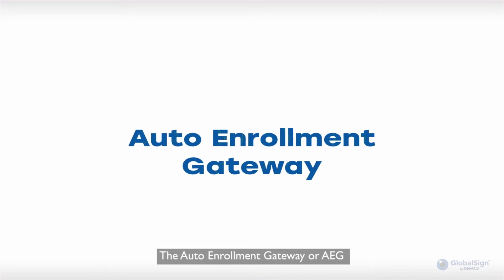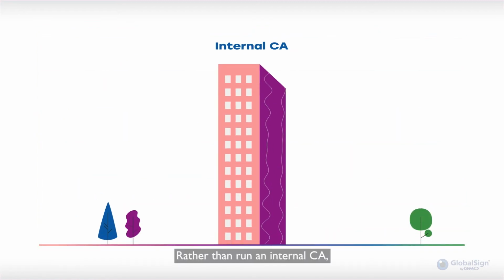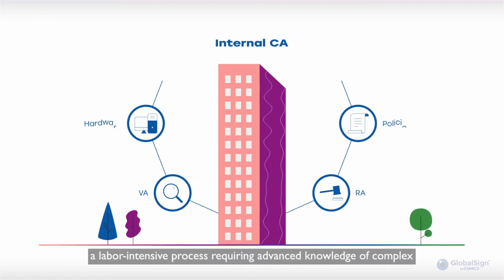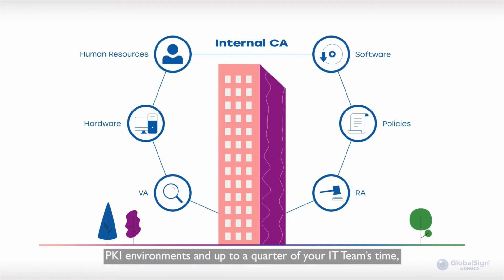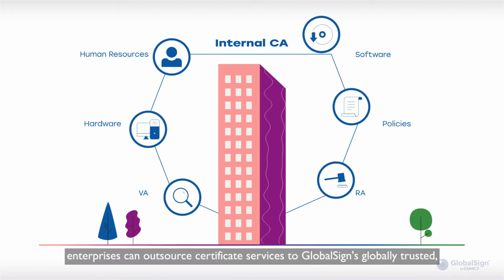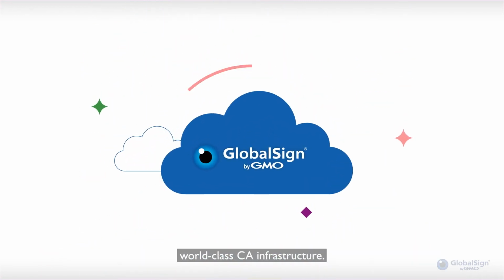The Auto Enrollment Gateway, or AEG, is a powerful automation tool for enterprise certificate management. Rather than run an internal CA, a labor-intensive process requiring advanced knowledge of complex PKI environments and up to a quarter of your IT team's time, enterprises can outsource certificate services to GlobalSign's globally trusted, world-class CA infrastructure.